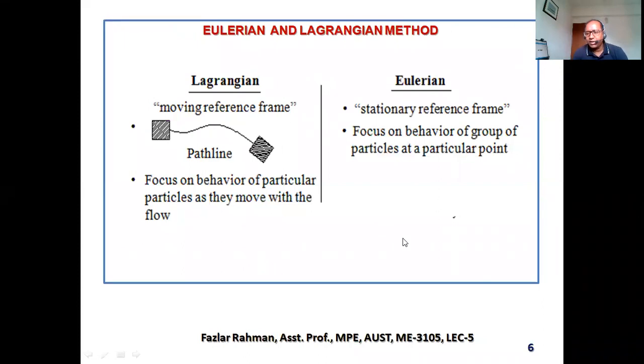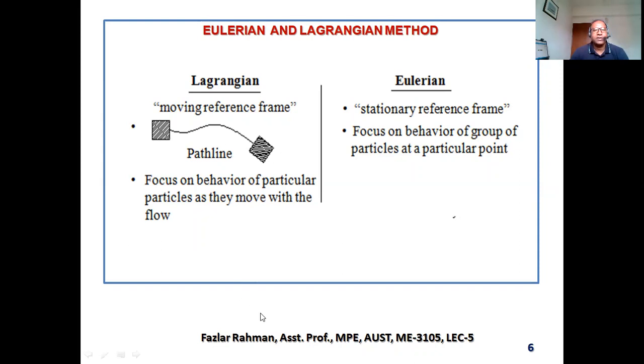So write up the difference between the Lagrangian and Eulerian methods. The Lagrangian method is a moving reference frame. Your reference frame is moving because you are keeping an eye on your friend with the red shirt, and he is moving, right? You are looking at how he is moving through the stream.